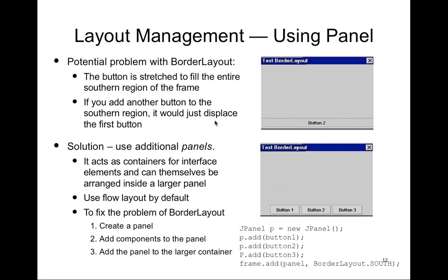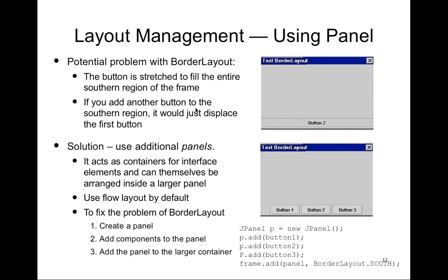A potential problem with the border layout, here's a border layout as an example, is that the button is stretched to fill the entire southern region of the frame. A border layout might be okay on an Android phone, but on a Windows application, it's not necessarily going to be that good looking. So here's a button that's stretched out because you used a border layout.